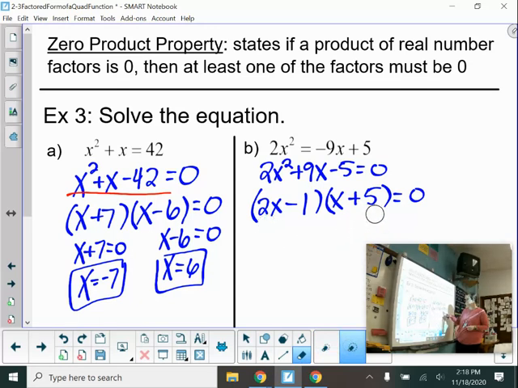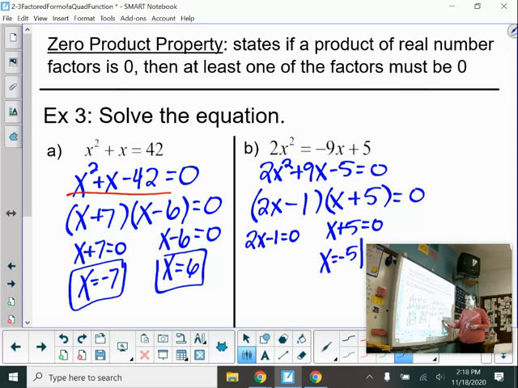So now this is one that we have to solve, so I'm going to take my sets of parentheses and set them equal to 0. The x plus 5 one is easy to solve. You would subtract 5 from both sides, and you get x is equal to -5.